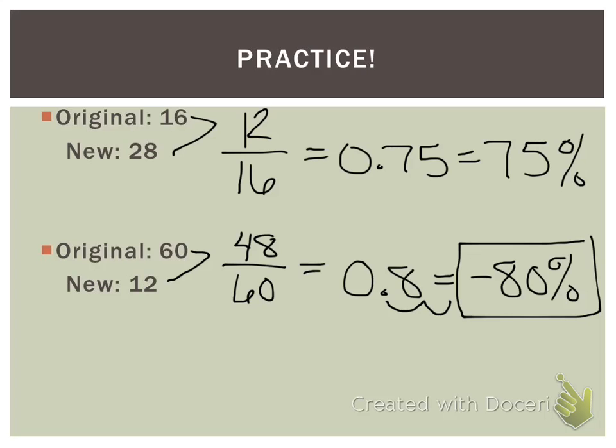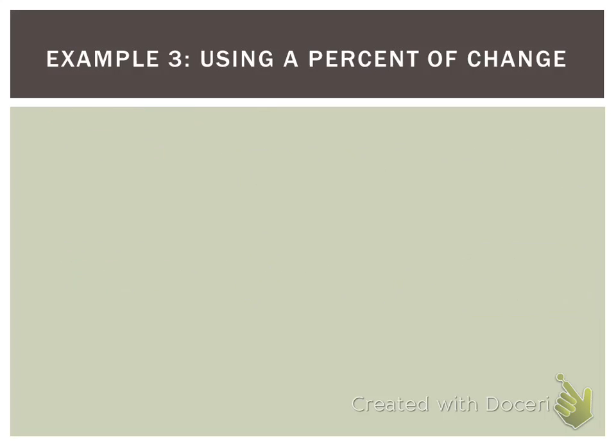Now, in example 3, we're sort of working backwards a little bit, okay? We're still using percent of change, but now we're coming at it from a different angle. This is very similar to number 5 on your homework tonight, okay? So you might want to rewatch the lesson if you're confused after you leave class today, all right? Using percent of change. It gives me an example of tacos.